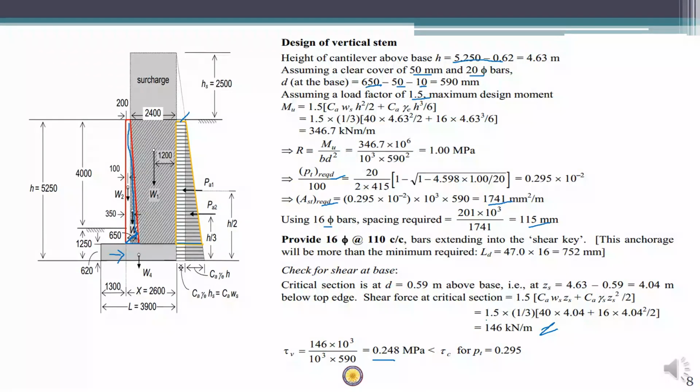Okay, here also the effective development length is actually LD, which is 47 into 12. But the important thing to note here is that the stem reinforcement will continue all the way into the shear key, so the development length criteria will be obviously met.